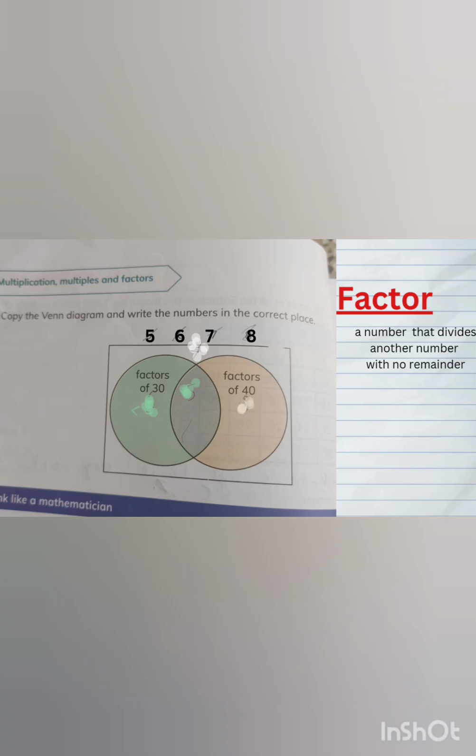Next question is a Venn diagram and we need to distribute the factors of 30 and 40. Numbers given are 5, 6, 7, 8. So here we have distributed all the numbers. 7 is not a factor of any number, so it's put outside the boxes. And 6 is a factor of 30, 8 is a factor of 40 and 5 is a factor of both.